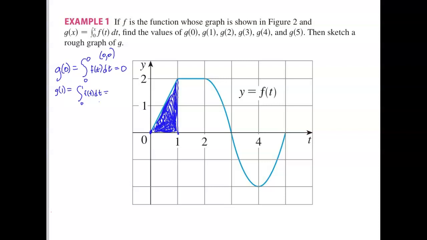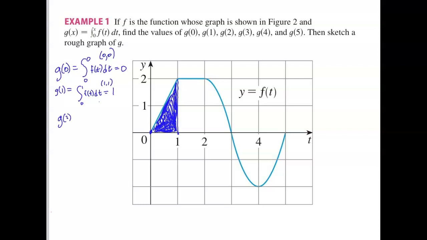1 times 2 divided by 2 would be 1, right? Good. So my output is 1. Great. So that corresponds to the point 1, 1, right? My input was 1, my output was 1. Let's keep going.